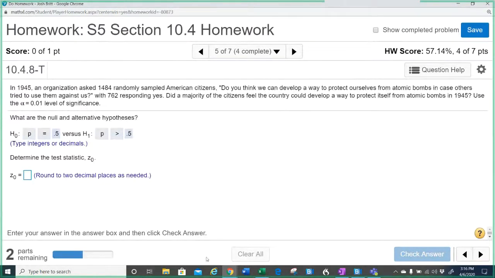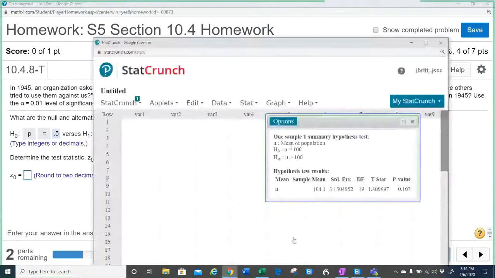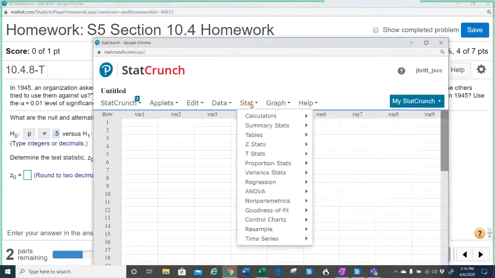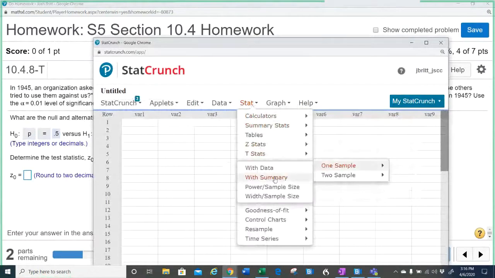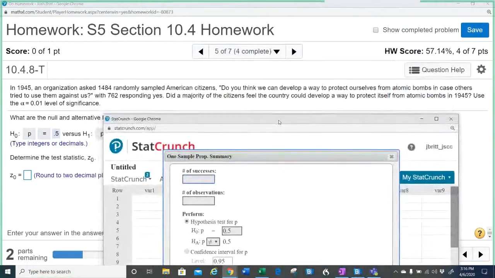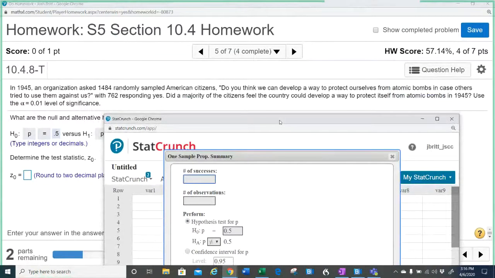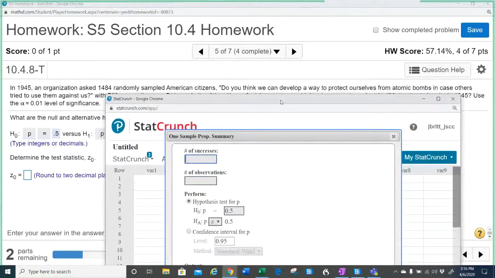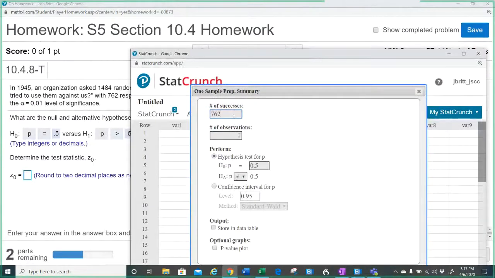Well, that the country could develop a way to protect itself. So let's go ahead and get proportion, stat, one sample with summary. And we've got X is 762 over 1484. More than half.